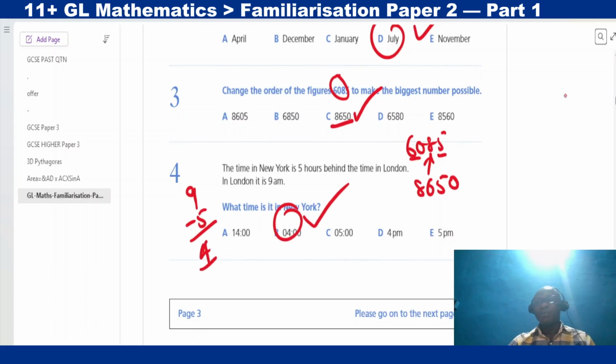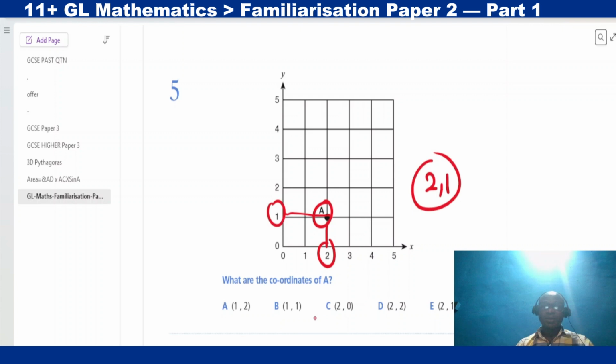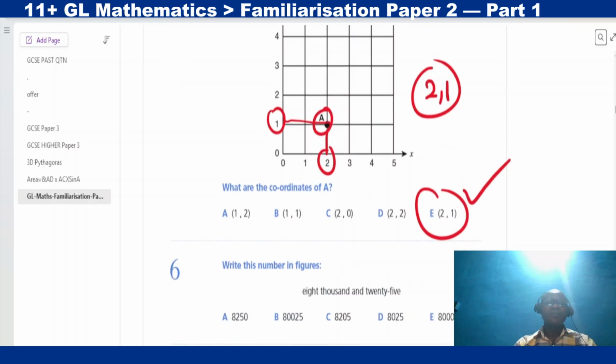All right. Moving to question number 5. What are the coordinates of A? So the coordinate of A is when we trace down vertically to get the value at the horizontal line, and then we trace horizontally to get the value at the y-axis. That is 2, 1, and 2, 1 is given to us in option E. That is correct.